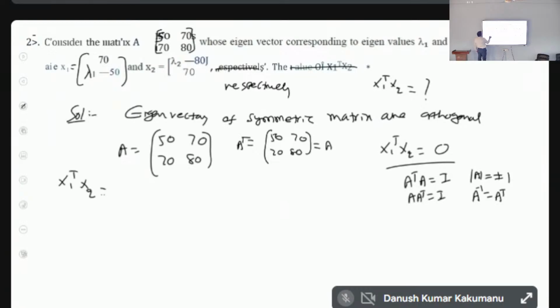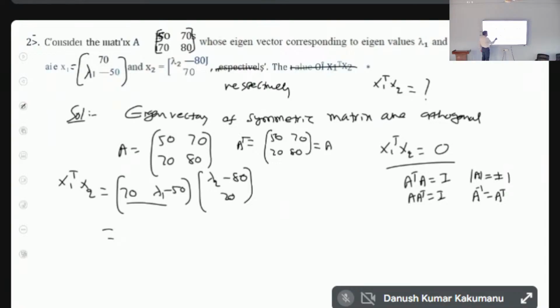x1 transpose x2. x1 transpose 70 lambda 1 minus 50. x1 transpose into x2. If you take this one product, we already confirmed the answer. What is the property? Using the property we confirmed the answer is 0.